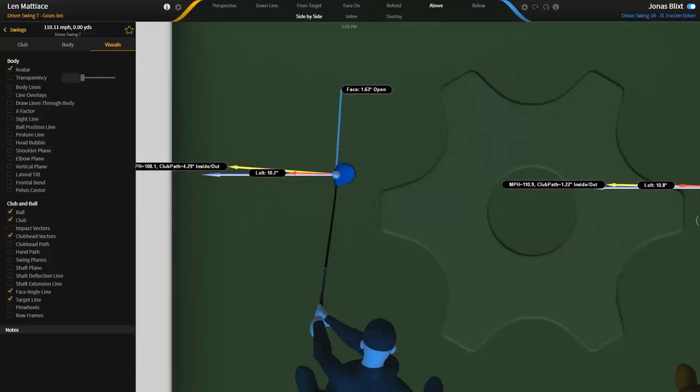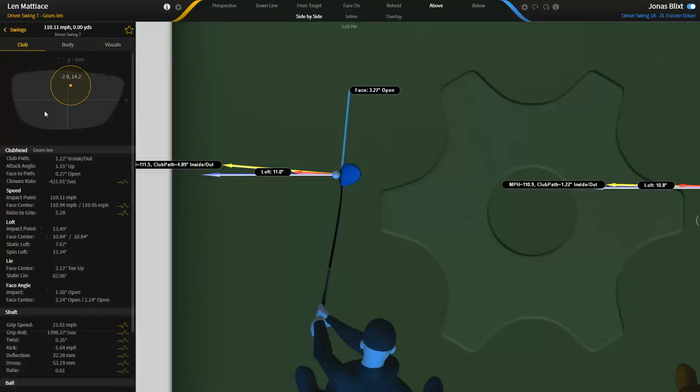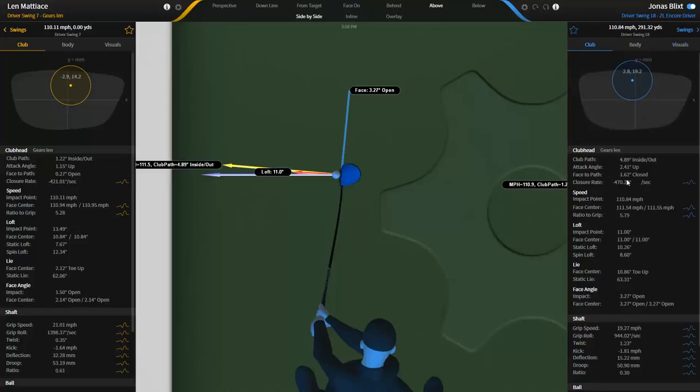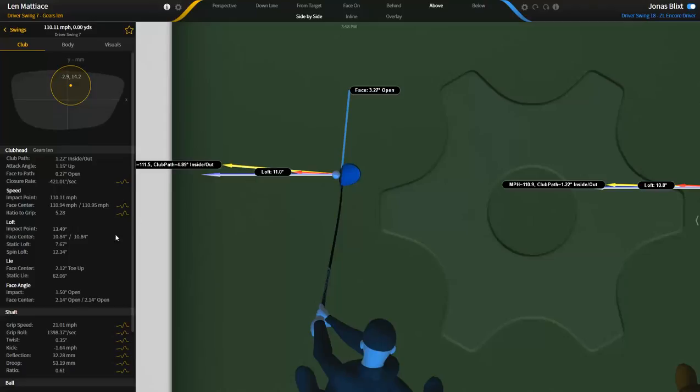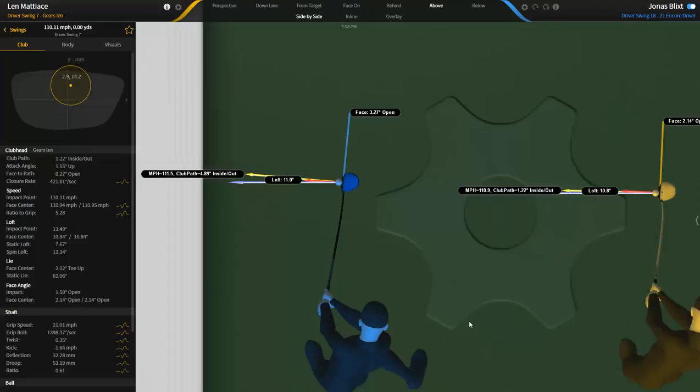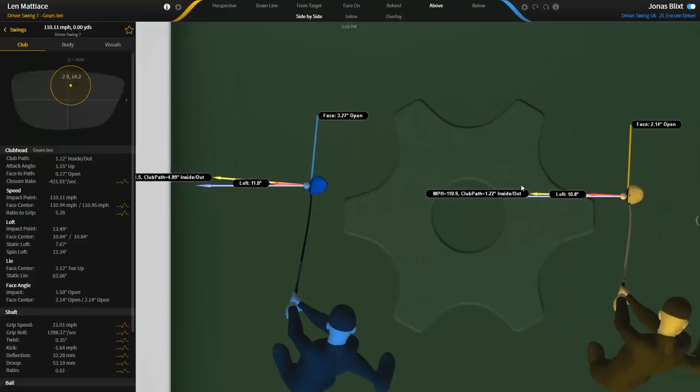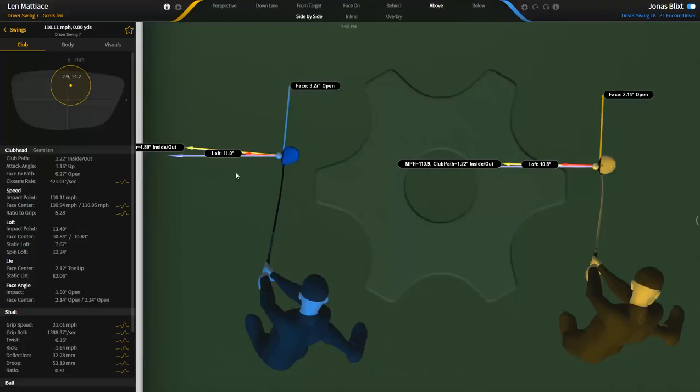Let's go to touch, sorry. At this point at touch, the face is slightly closed to the path, but my path is 5 degrees inside to out, and my face angle is 3.2 degrees open. And that's in relation to the target. This is the face-to-path number for Jonas. It's 1.62 degrees closed. That's in relation to the path. And then this number down here is actually the face angle. This number right here is actually Len Matisse here. But you basically get the idea.